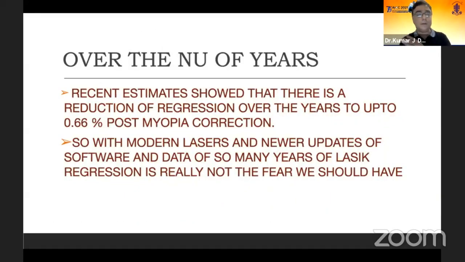But over the number of years, recently, the regression amount has really dropped. Our retreatment rate for regression is hardly more than 0.66%. Some documentation has shown this. So with modern lasers, newer software updates, and data from so many years of LASIK, regression really is not a fear that we should have today. But how will we differentiate the two?